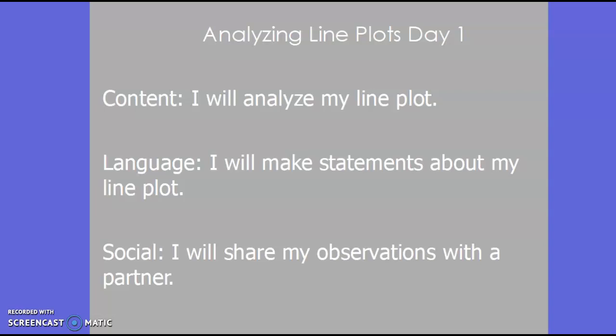Hey everybody! So yesterday we learned about making line plots, and you all did a fantastic job making those line plots. You collected all of your information and put it on your line plot. So today we are going to analyze them just like we analyzed bar graphs. We're going to analyze line plots, which just means we're going to read them and try to answer some questions about them.